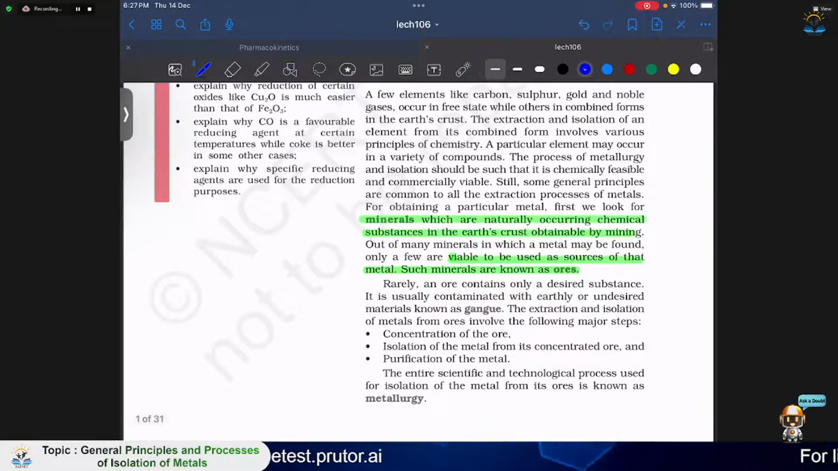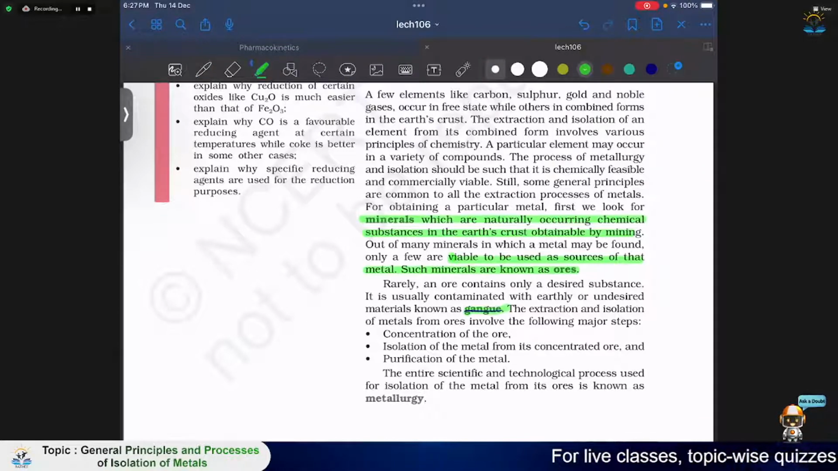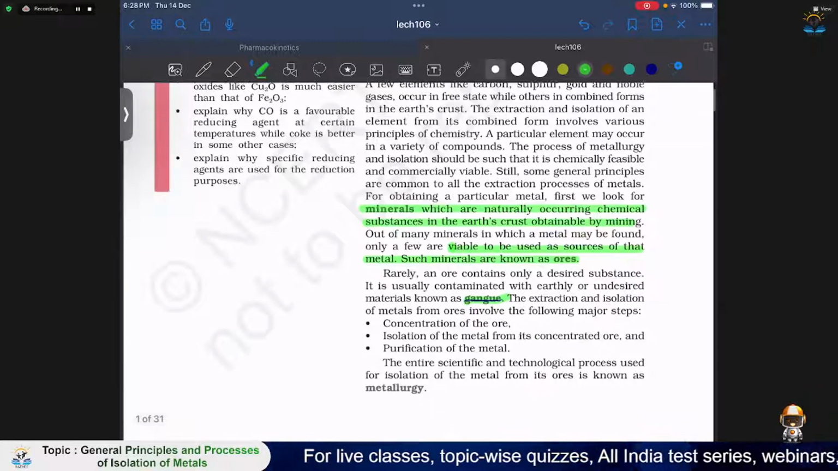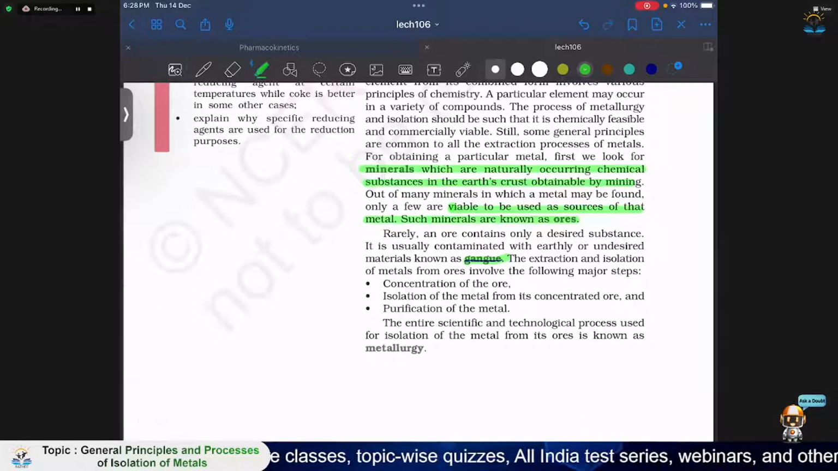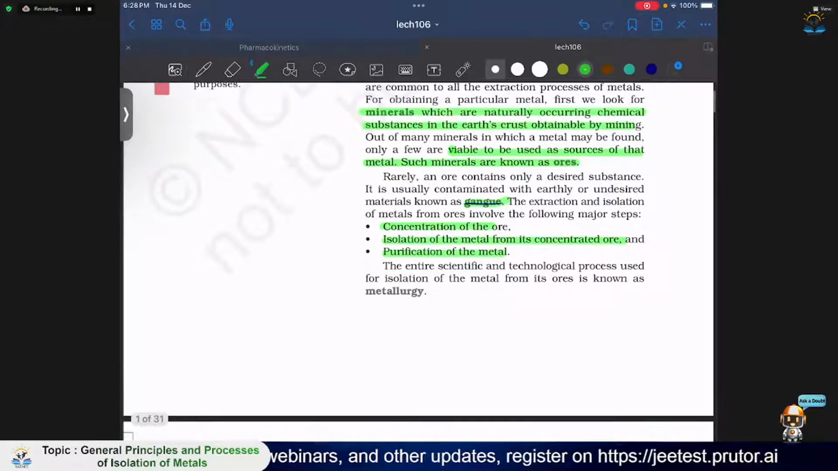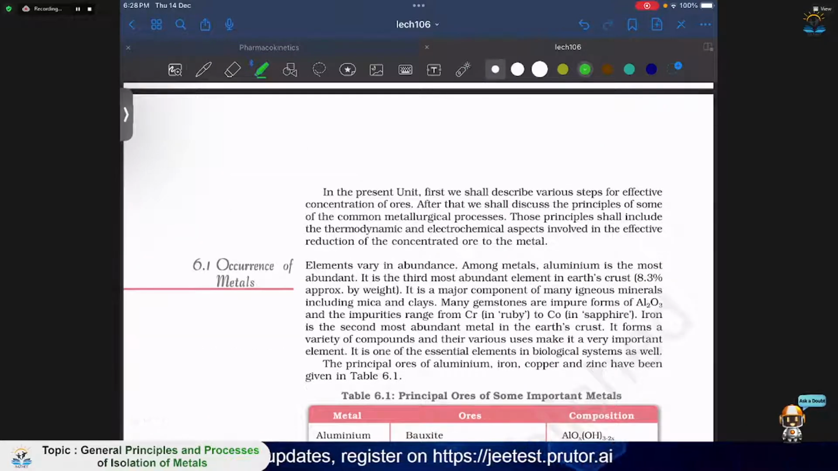Then, ore contains a desirable substance. It also contains contaminations, known as gangue. And this is what metallurgy is concerned with: you remove the gangue from the ore and you get the pure metal. Here we'll concentrate on the following steps. First, we will enrich or concentrate the ore, then isolation of the metal from its concentrated ore, and purification of the metal. These three steps are broadly studied under metallurgy.